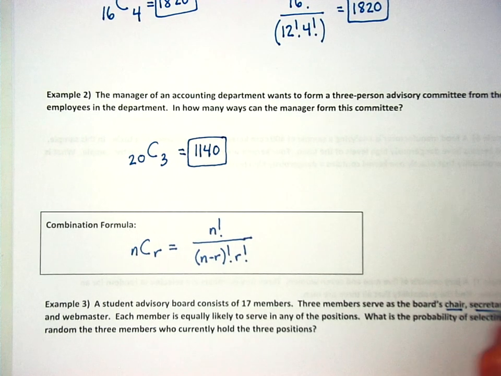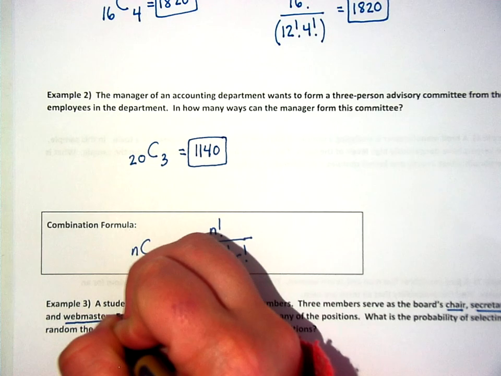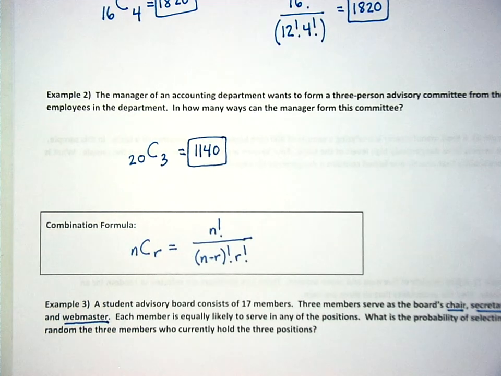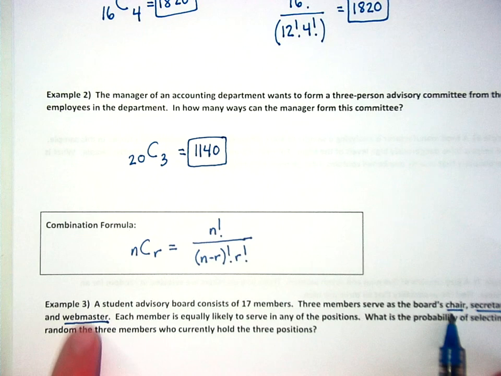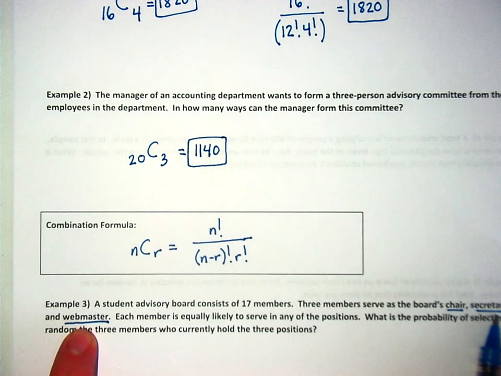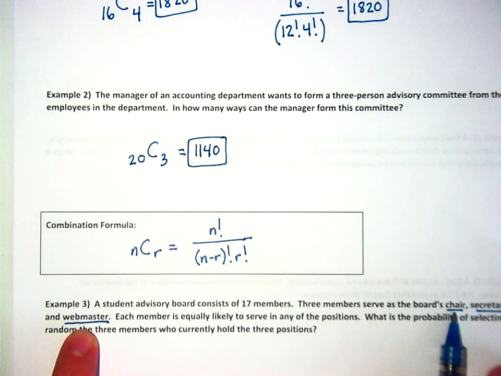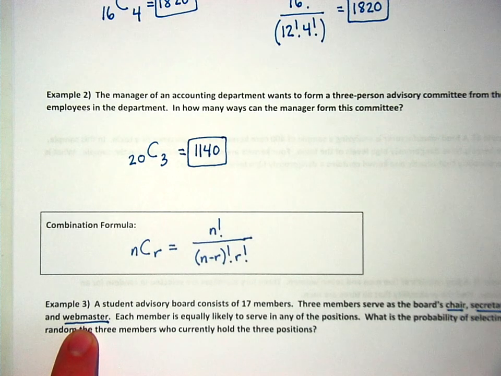If it just said 3 people doing 3 jobs, and they didn't explain what the jobs were, then it wouldn't matter. But wouldn't you be upset? The chair is like the president. Webmaster is the person who takes care of the website. And the secretary is the person who takes notes. If you say, hey, I'd like to be the president of this club, and they say, no problem, you're the secretary, and you say, no, but I want to be president, and they say it doesn't matter, they're not the same thing.